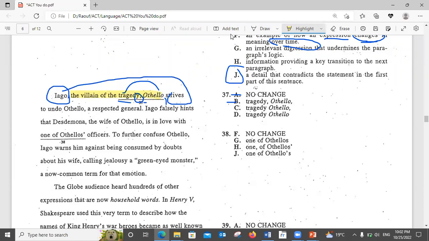This is the appositive where I have to use two commas. I have one already here after the word Iago, and the one I need is here in C. That's why the correct answer is C.